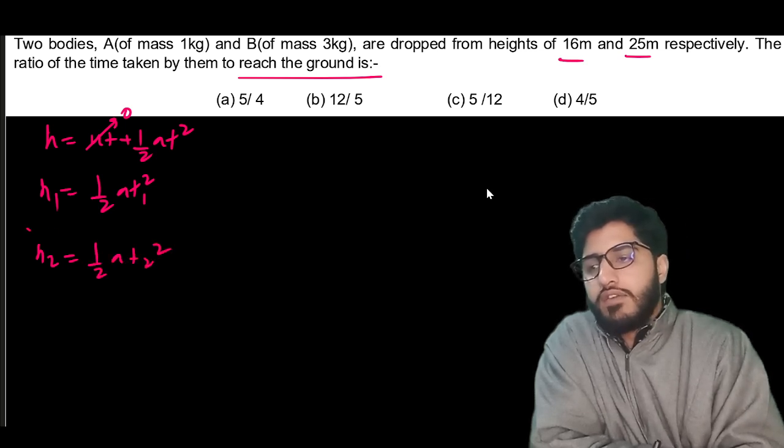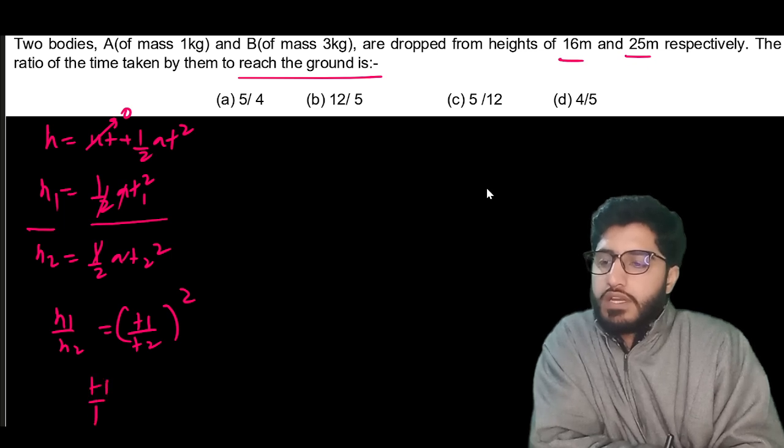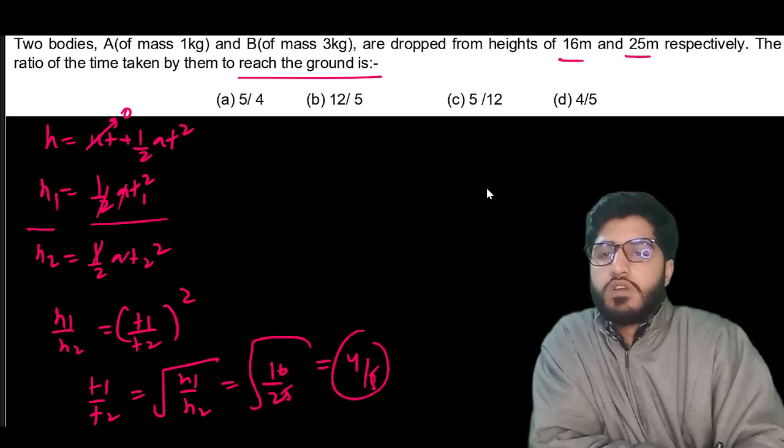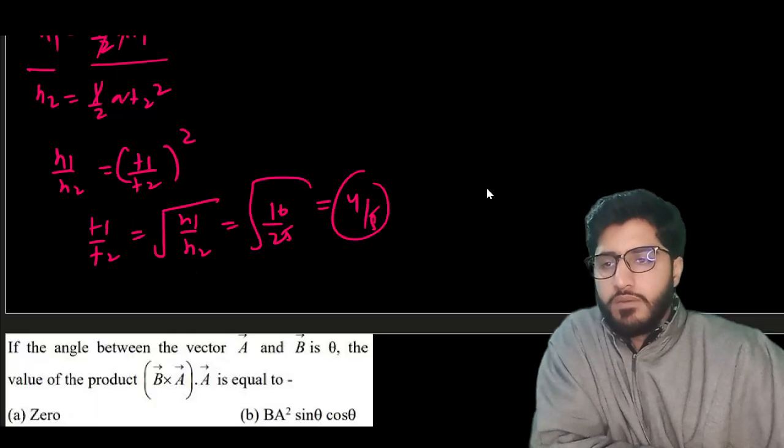So I will take this ratio. This will cancel, right? So H1 by H2 came out to be T1 by T2 whole square. So T1 by T2 I will write as the under root of H1 by H2. H1 is 16, H2 is 25. So I will have 4 by 5. Option number D is correct. 4 by 5, yes, the correct one.